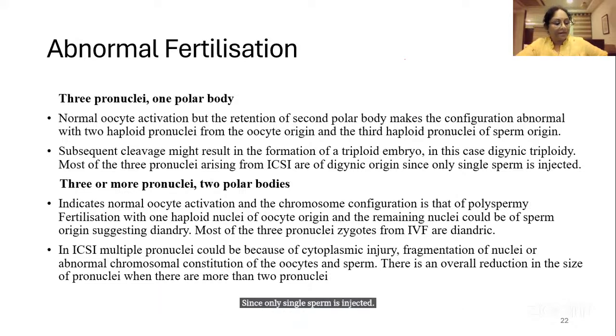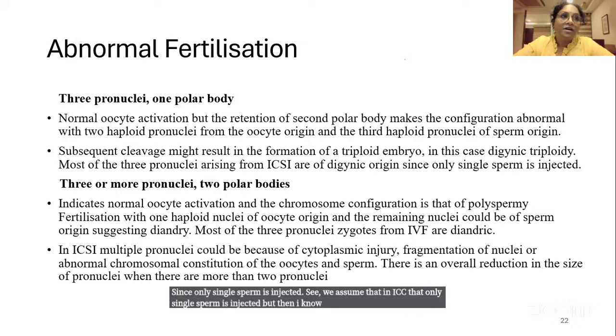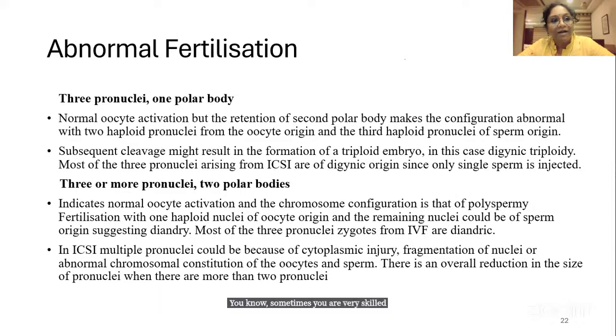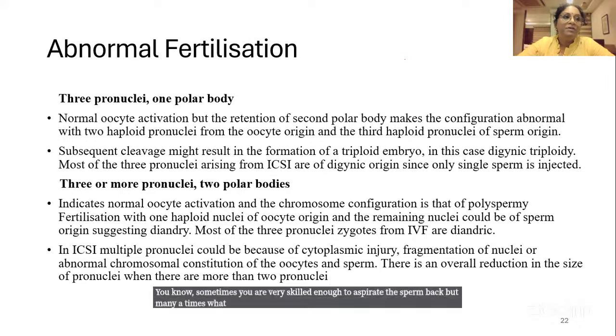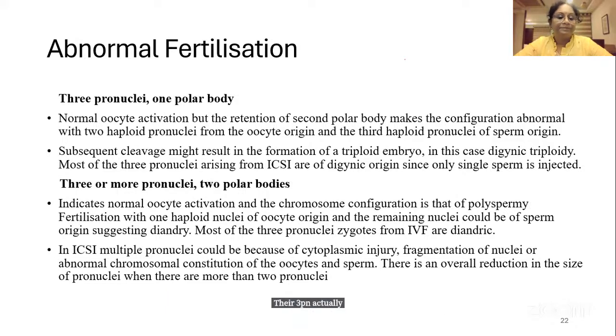See, we assume that in ICSI only a single sperm is injected, but I know a majority of the labs, especially very experienced ICSI practitioners, do not just take a single sperm, they take multiple sperm in the pipette, and there is a fair chance of more than 1 sperm entering the ooplasm. Sometimes you are skilled enough to aspirate the sperm back, but many times you will not be able to do that, and this second sperm will also go inside the ooplasm. In that case, it is a totally different scenario. Your 3PN actually comes from the second sperm.